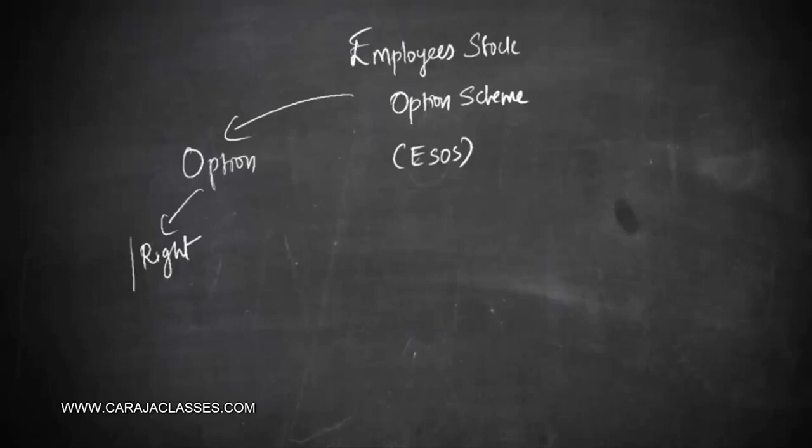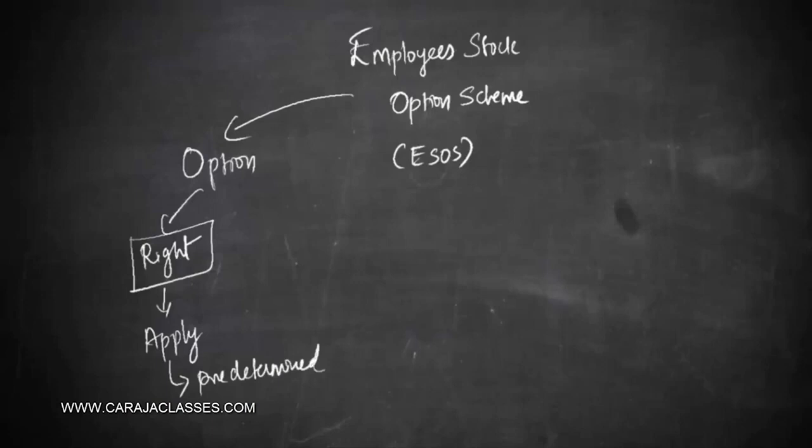I mean, if you are subscribing to the ESOS, you get a right to apply for the shares of the company when they go for the issue at a predetermined price. So this would help the employees to acquire the shares of the company at a low cost. What you have to understand is this is only a right and it is not an obligation. And another important thing is this right is accessible only by the employees of the organization.